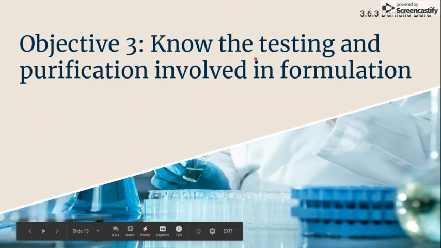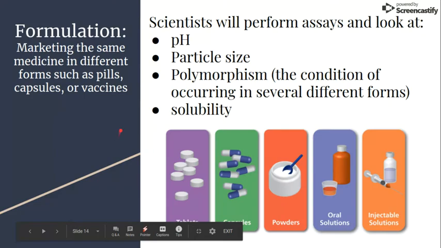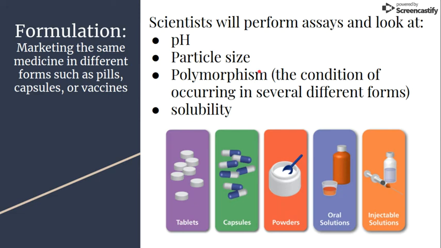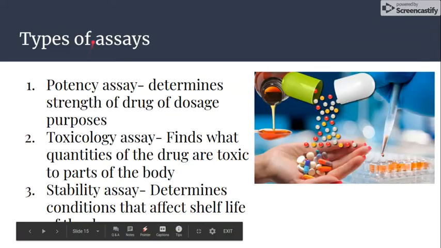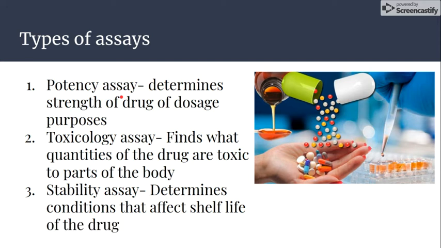Objective 3, know the testing and purification involved in formulation. Scientists perform assays and look at pH, particle size, polymorphism, which is the condition of occurring in several different forms, and solubility. Formulation means marketing the same type of medicine in different forms, such as pills, vaccines, or capsules. Types of assays. We have the potency assay, which determines strength of drug dosage.